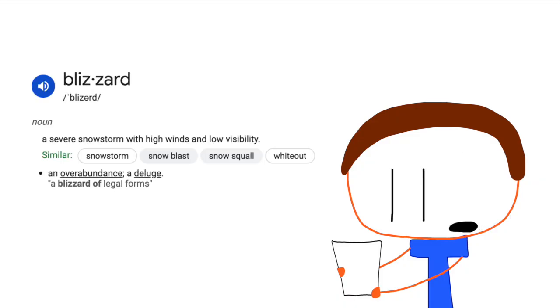The definition of a blizzard is a severe snowstorm with high winds and low visibility. They contain large amounts of snow, or blowing snow, with winds over 35 miles per hour, and visibilities of less than 1/4 mile for an extended period of time.